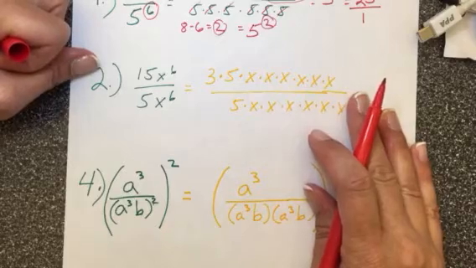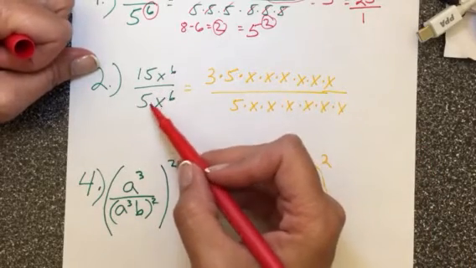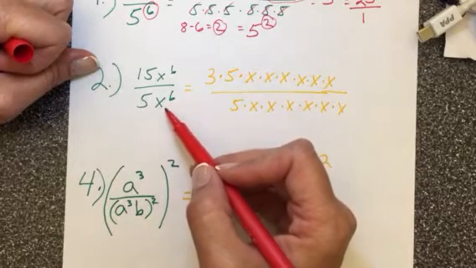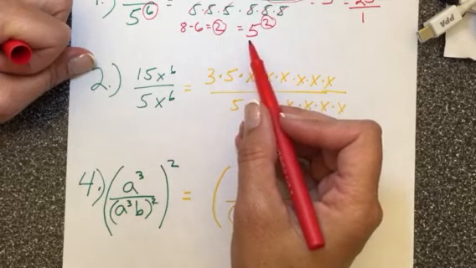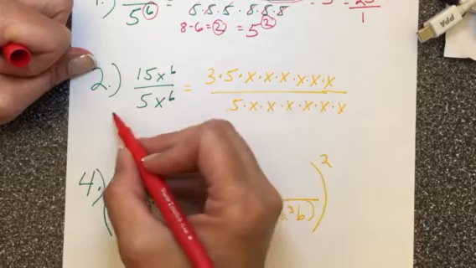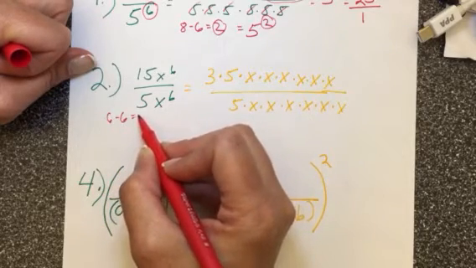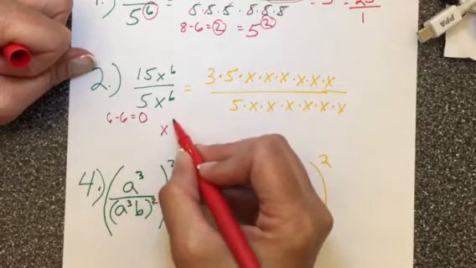So number 2 is 15 times x to the 6th divided by 5 times x to the 6th. Already, with my subtraction of exponents, I know that I can subtract 6 minus 6 and it equals 0, which is going to be x to the 0.